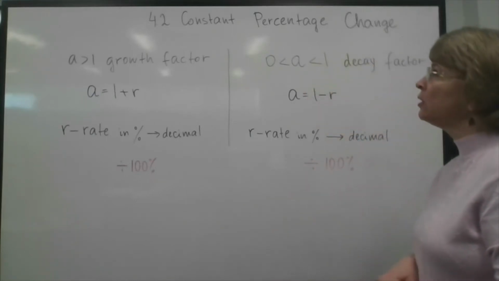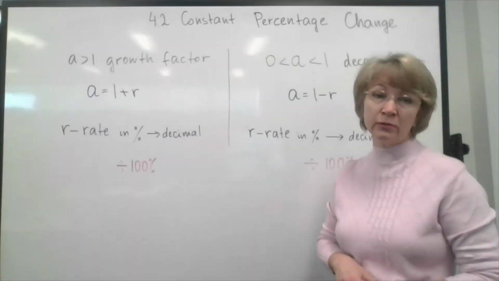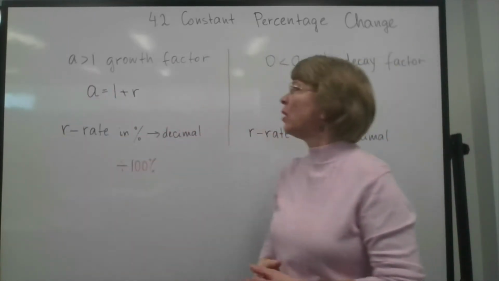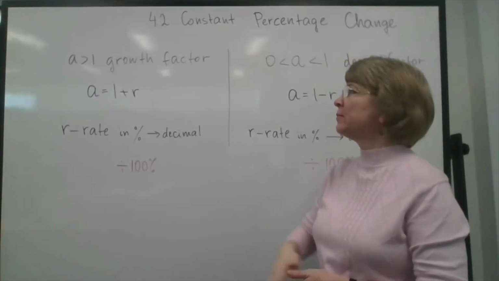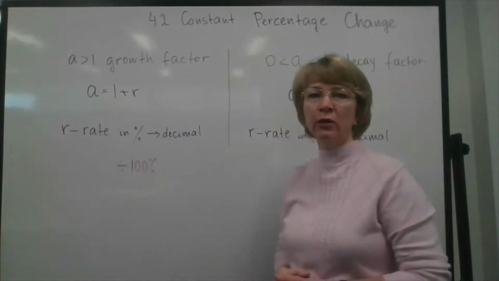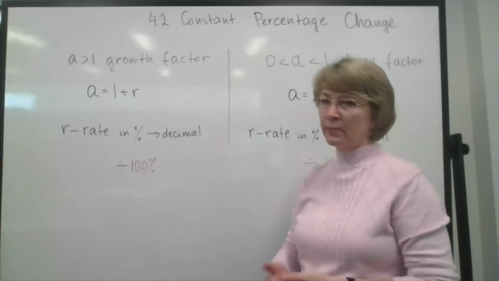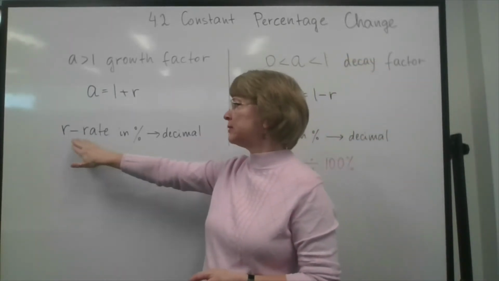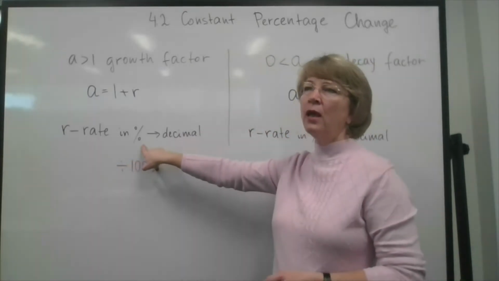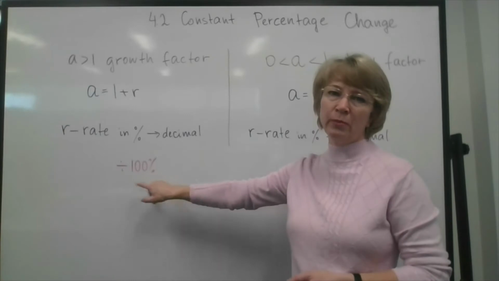Section 4.2, constant percentage change. It's a good idea if you take notes. We learned already that when a is greater than 1, this factor has a name: growth factor. And we have to use the formula a equals 1 plus r. R is a new variable. You have to remember that r is a rate, and it always has a percent sign, and you always have to change the rate into a decimal by dividing by 100%.